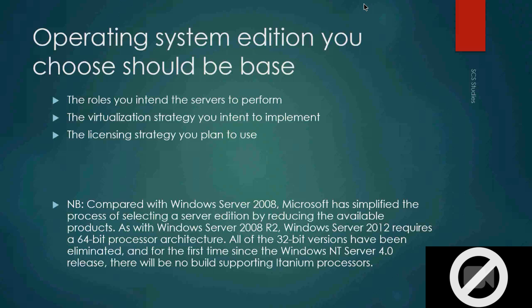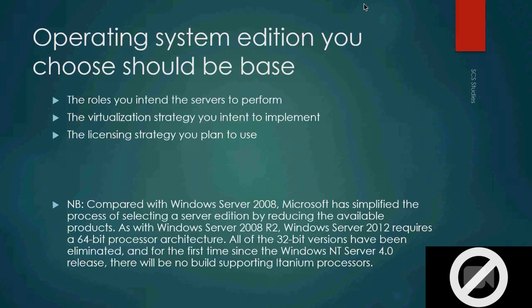As with Windows Server 2008 R2, Windows 2012 required a 64-bit architecture only. That means in 2008, there are two types of version you can get. One is the 64-bit operating system and another is the 32-bit operating system. But in 2012, there is only one processor architecture supported, that is 64-bit. That means there is no 32-bit operating system available in 2012. All the 32-bit versions have been eliminated.